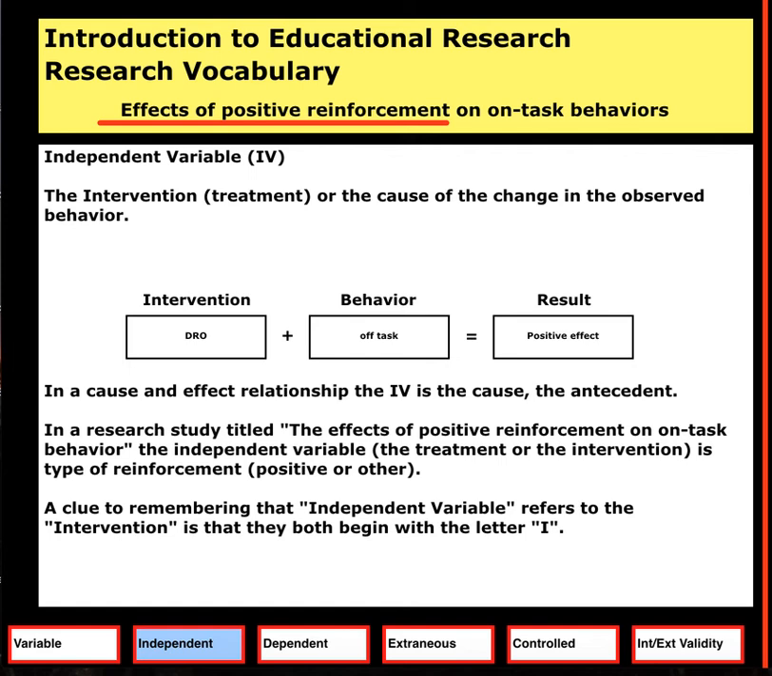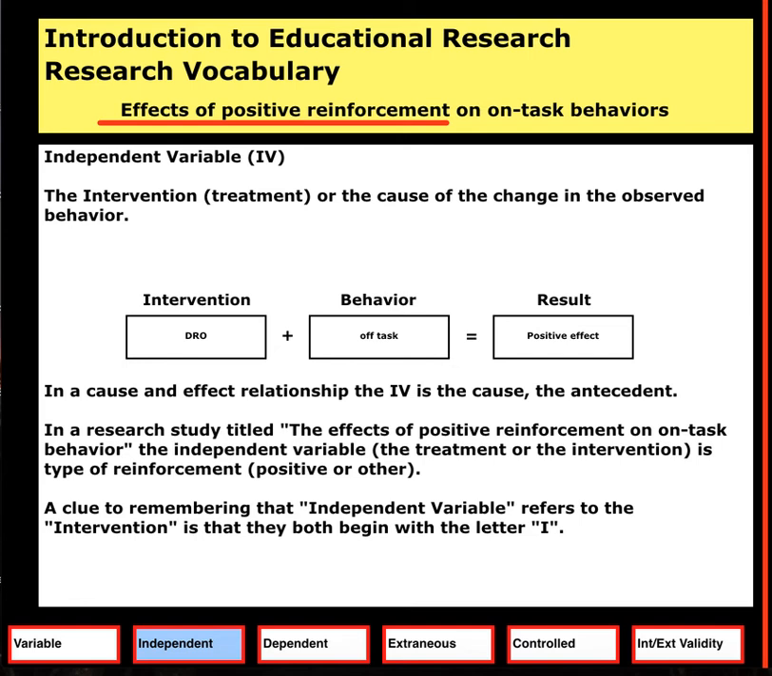So in the example that appeared on your screen, we have the intervention DRO, which stands for differential reinforcement of other behavior. It's a typical intervention, and the behavior that we're going to use it on is off task. So the intervention DRO is the independent variable. The independent variable is the cause in a cause and effect relationship. And it is the antecedent. It comes first.